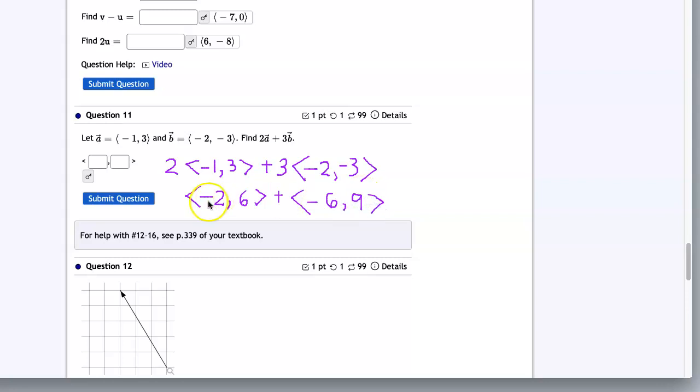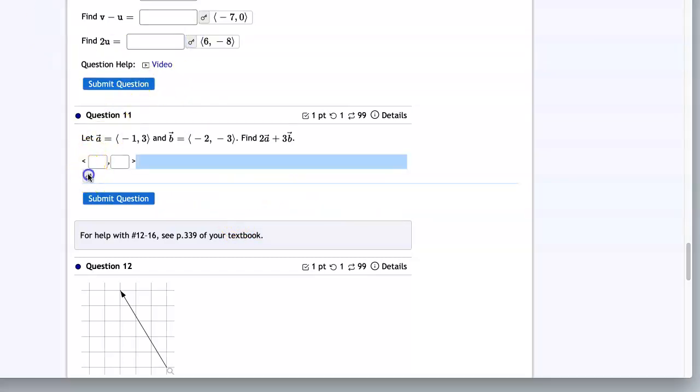And then you can just add these together, and negative 2 plus negative 6 is negative 8. 6 plus 9 is 15, and that's why our answer is, okay, what did I do wrong here? 6 plus negative 9 is what I meant to say, not 6 plus 9. 6 plus negative 9 is negative 3. There you go. That's how you do it.